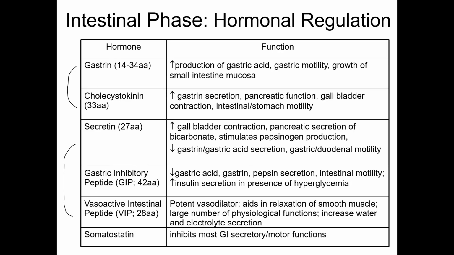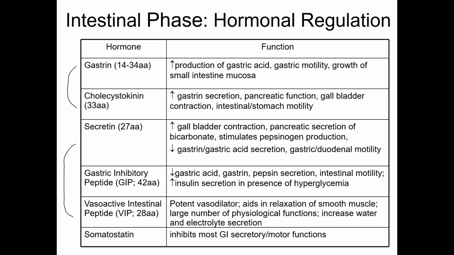So this table is really important because it gives an overview of the different hormones and their function related to the intestinal phase. So gastrin is going to cause an increase in production of gastric acid. It increases gastric motility and the growth of small intestine mucosa. Cholecystokinin increases gastric secretions, pancreatic function, gallbladder contraction, and intestinal and stomach motility. Secretin is going to increase gallbladder contraction, pancreatic secretion of bicarbonate. It stimulates pepsinogen production. And then it decreases the gastric acid secretion and gastric duodenal motility.